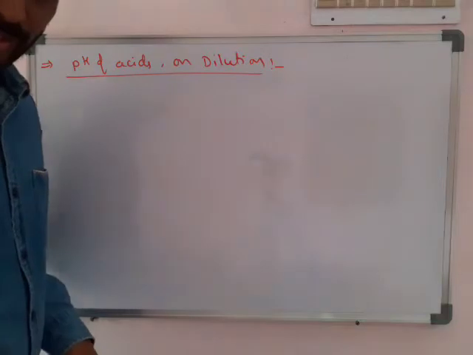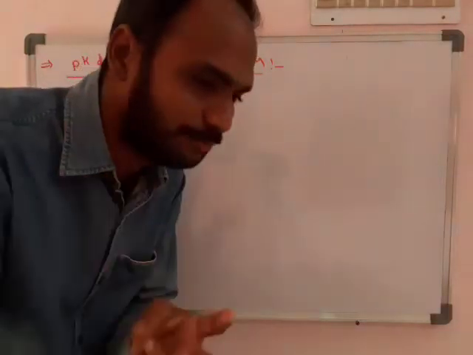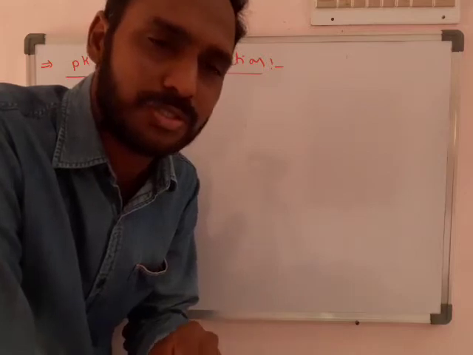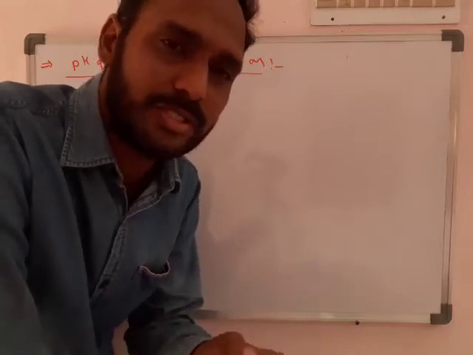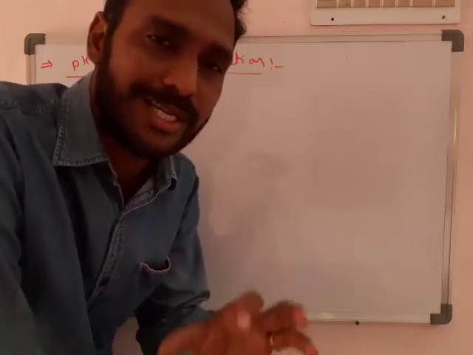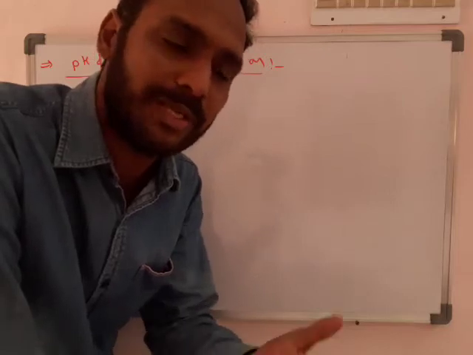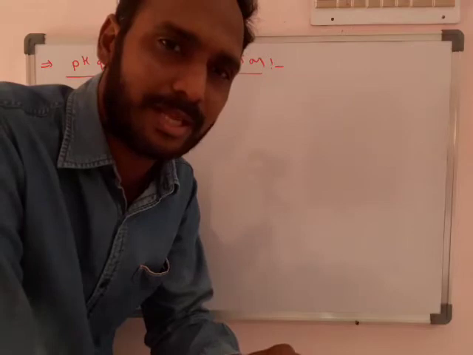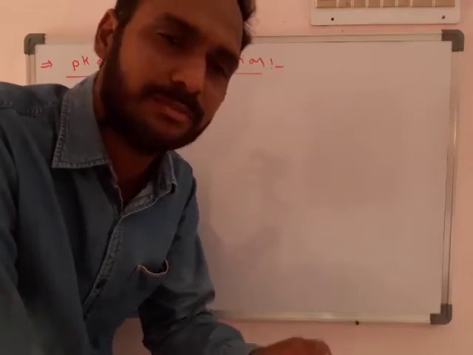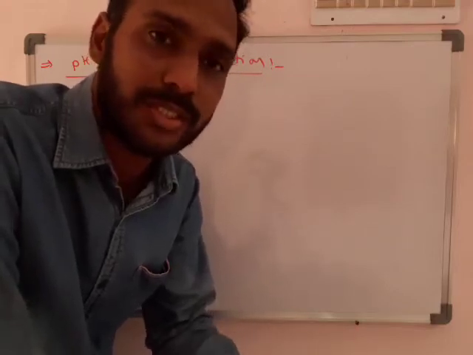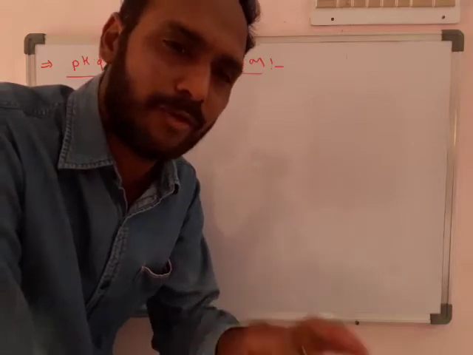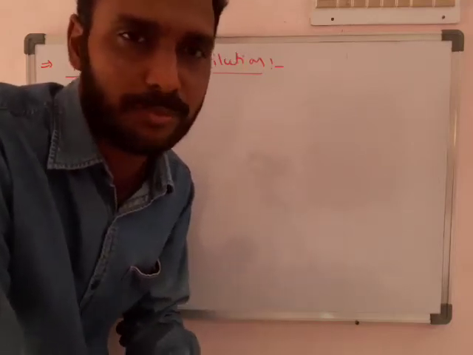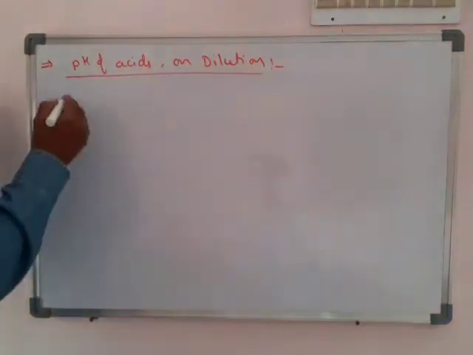Here in dilution, there are again two types. One type of question says the solution is diluted by 100 times, or diluted by 1000 times. In total they give powers of 10: 10 times diluted, 100 times diluted, 1000 times diluted, that is 10 power 1, 10 power 2, 10 power 3, 10 power x times. So when it is given like that, what is the formula?